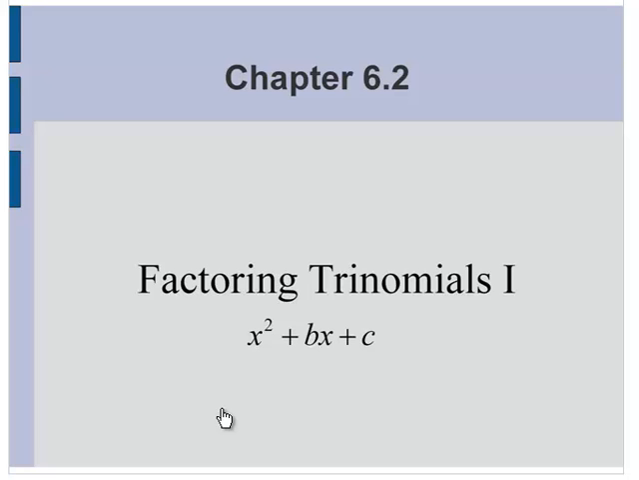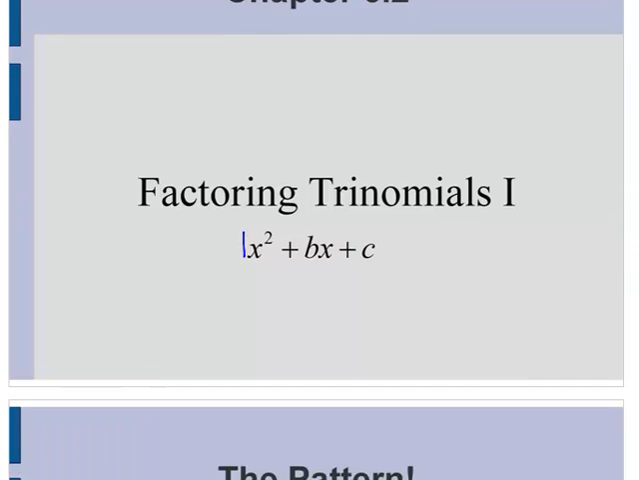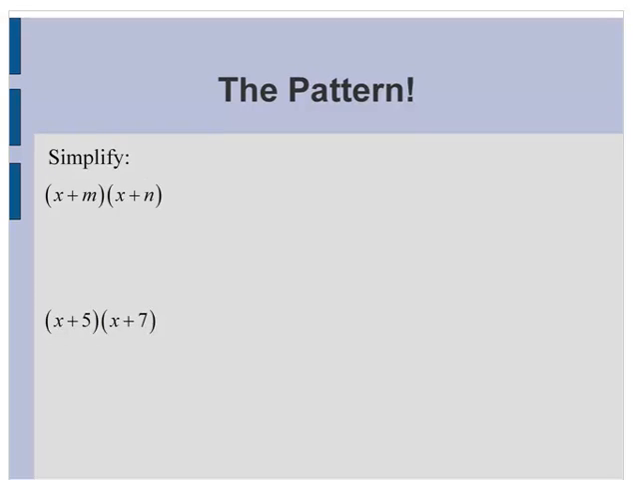Alright, so in this section, we're going to talk about how to factor trinomials of the form x squared plus bx plus c. So basically, the lead coefficient, the coefficient on the squared term, is 1. That's what we're concerned about in this section. Now, before we actually talk about the factoring step, let's see that there is a pattern that we can use.